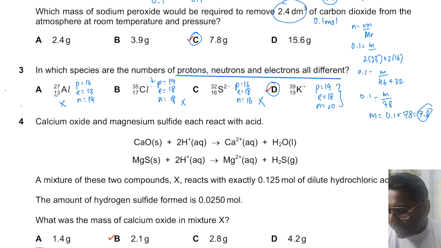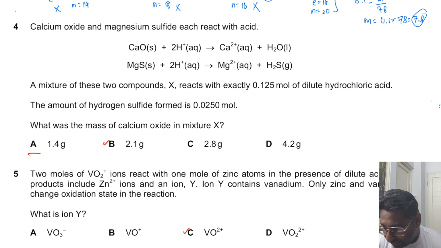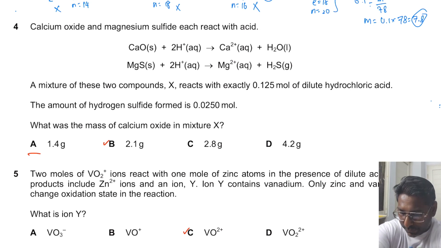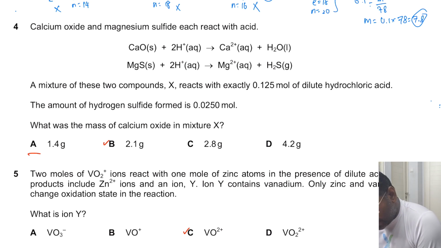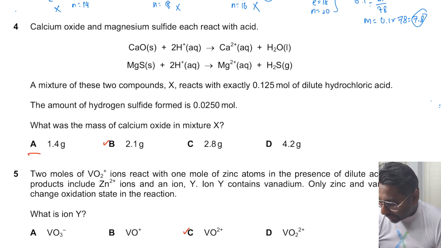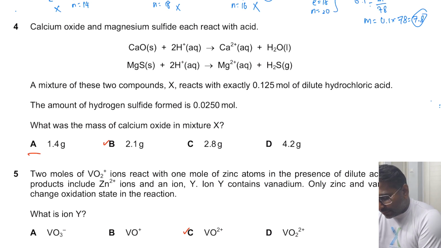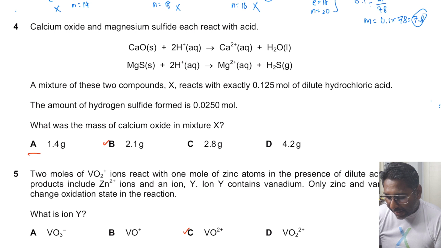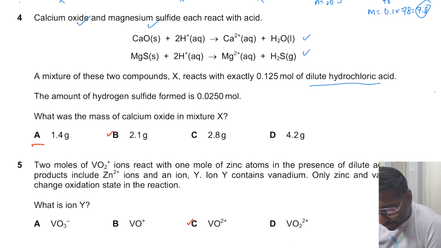Yep. So the next question, number 4. Calcium oxide and magnesium sulfide each react with acid. If you look at it, there are two equations over there, and we will look at them separately. So a mixture X contains calcium oxide and magnesium sulfide. They react exactly with 0.125 mole of dilute hydrochloric acid. Dilute hydrochloric acid will give you H plus and Cl minus, so if you have 0.125, therefore they have 0.125 mole of H plus as well.